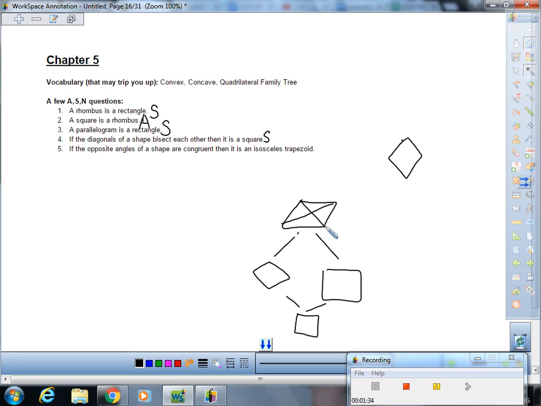And then next we have number 5. If the opposite angles of a shape are congruent, then it is an isosceles trapezoid. So if we draw an isosceles trapezoid, we look at the opposite angles, and these are definitely not congruent, so this is never, because these two angles are congruent, and these two angles are congruent, but these angles are not congruent, so this one is never. Why don't you go ahead and mark that isosceles trapezoid with how the angles actually are. There you go. Are you ready? Yes. Next page.